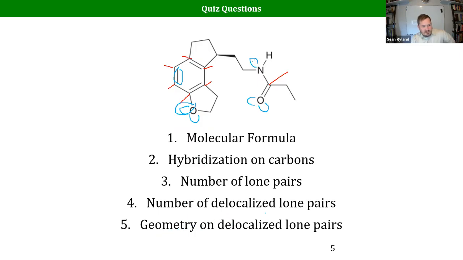As far as the geometry and hybridization on these, that means that that oxygen and this nitrogen are not actually going to be sp3. If you've got lone pairs that are part of resonance, that means those atoms are actually going to be sp2. Despite the fact that when we draw the Lewis dot structure it looks like they've got four electron groups, because that lone pair on the nitrogen and one of the lone pairs on the oxygen are part of these resonance structures, the geometry is going to be trigonal planar on both of those.